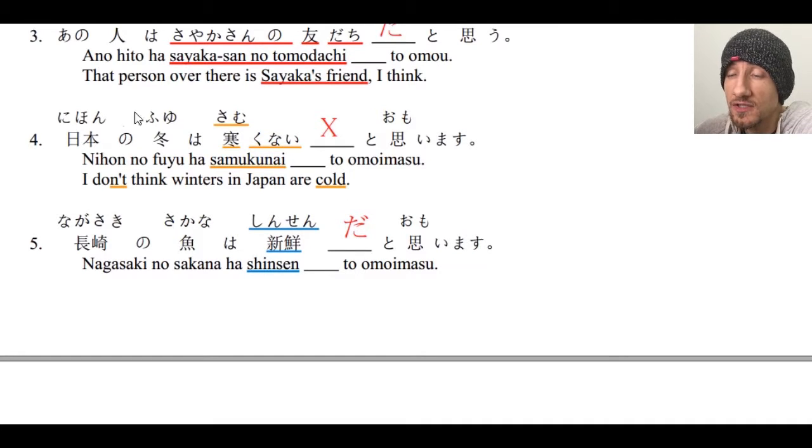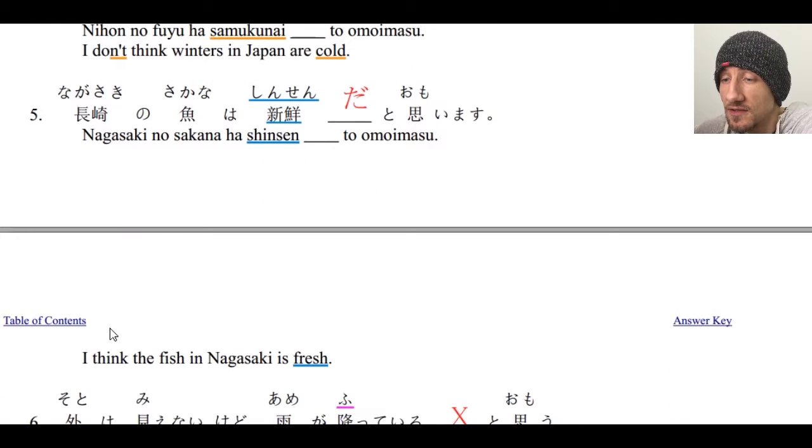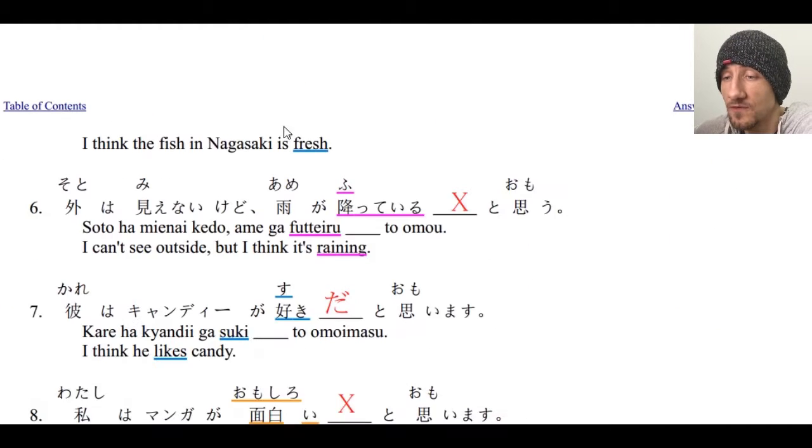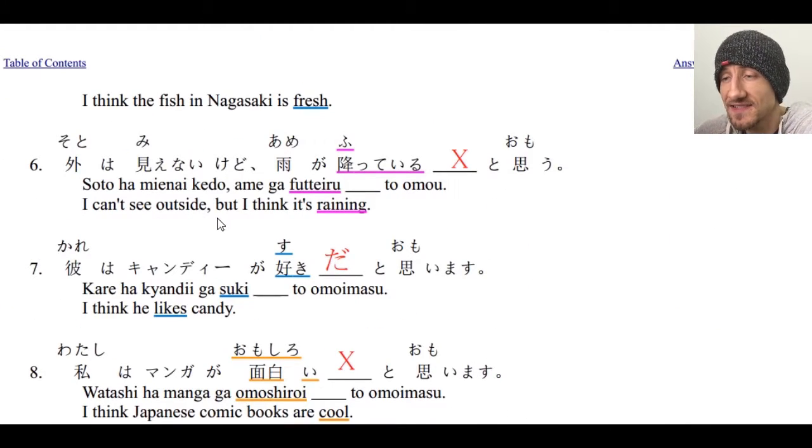Number 4, 日本の冬は寒くないと思います. I don't think winters in Japan are cold. 寒くない, 寒い is an e adjective, so no da. Number 5, I think the fish in Nagasaki is fresh. 長崎の魚は新鮮だと思います. 新鮮 is a na adjective, so we need da. Fresh. Number 6, I can't see outside, but I think it's raining.